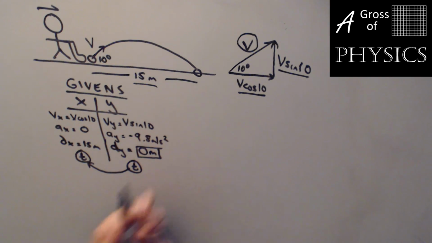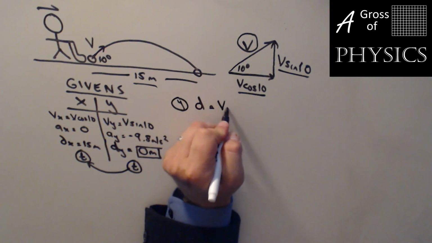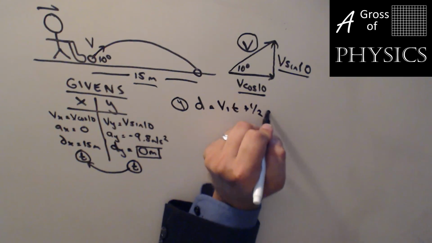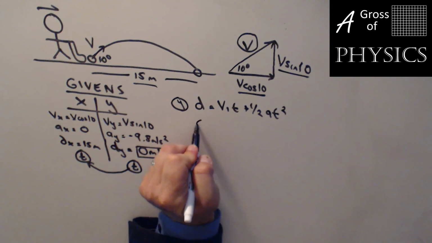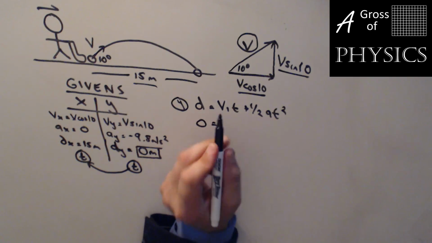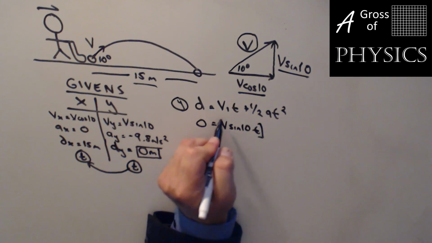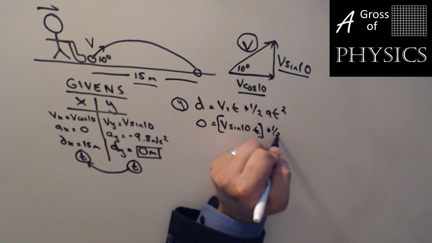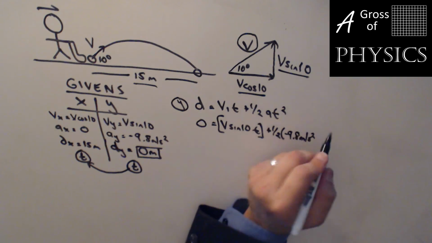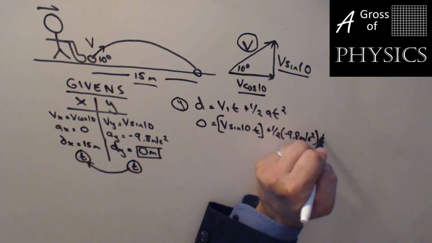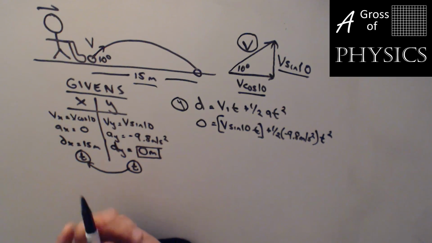And what I'm going to do is just write our equations as we always would. d equals v_i t plus 1/2 a t squared. And we'll start in the y direction just because that's usually where we start. 0 equals v sine 10 t, two unknowns in that term, plus 1/2 times negative 9.8 meters per second squared times t squared. So we don't know v, we don't know t, and of course we don't know t squared.